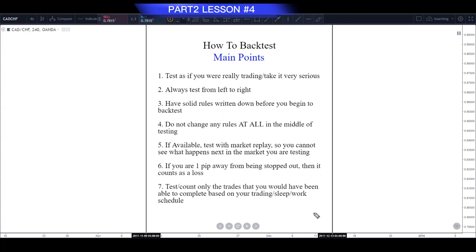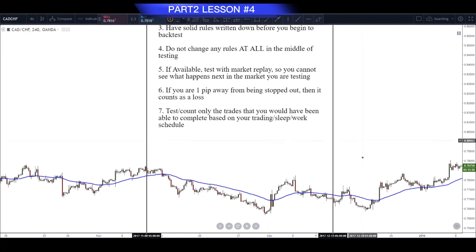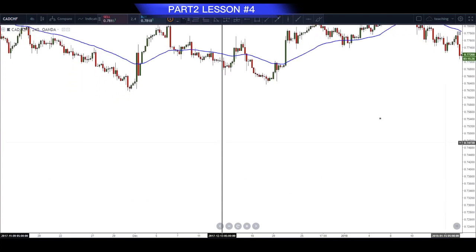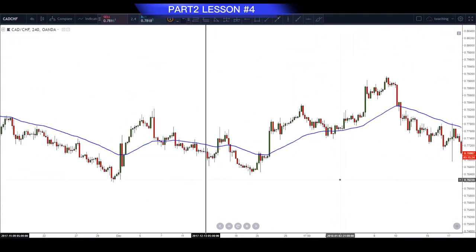I'll talk a little more about testing from left to right, and also I'll show you where TradingView's market replay is. So here we are. Let's say we start testing, and I'm going to give you guys an example of what not to do. Stay with me, guys. We're testing from 2017, 12/13. So on December the 13th is where we want to start our testing.